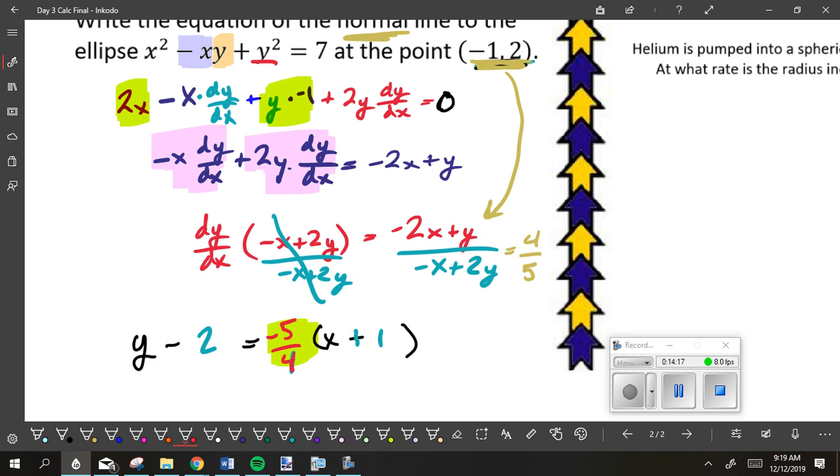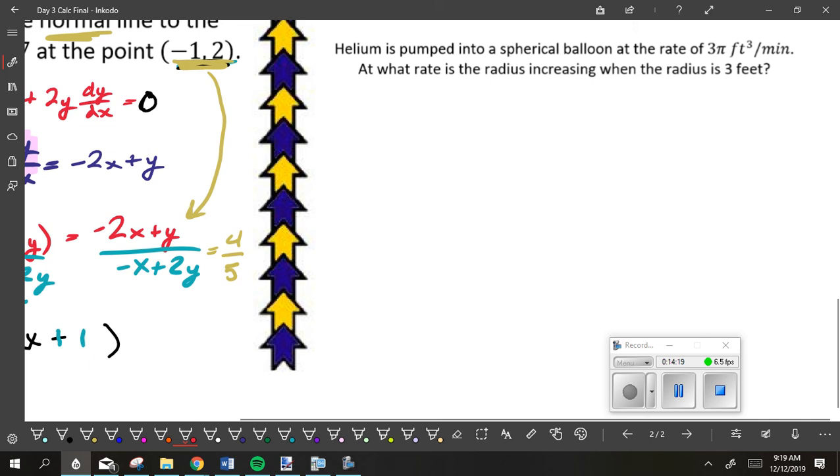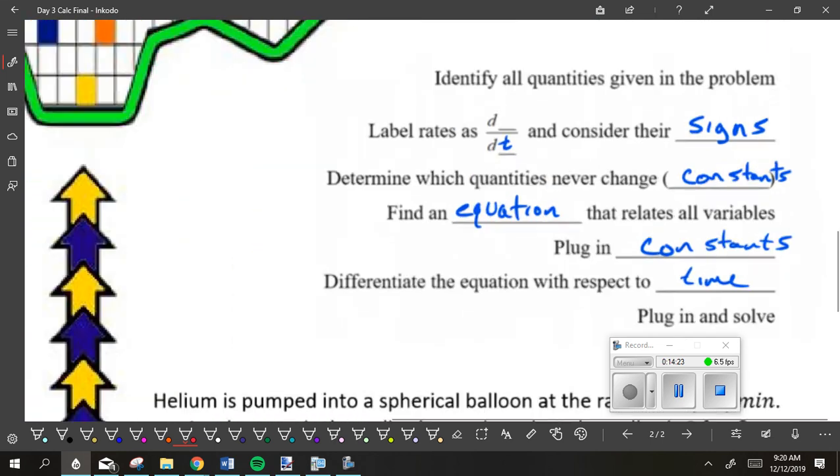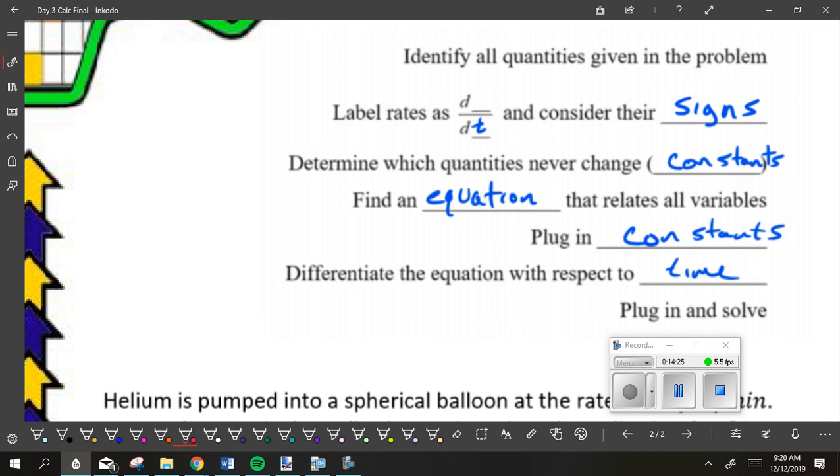Let's do the last one here. We're doing related rates. I had to kind of pull this in, so I already filled in the blanks. Remember some rules for related rates. First thing we do is we label everything. We identify the problem. We make sure we label rates as the derivative of something over time and consider their signs. Remember, if something's getting bigger, it's going to have a positive sign. If something's getting smaller, then it's going to have a negative sign. Determine if something never changes.